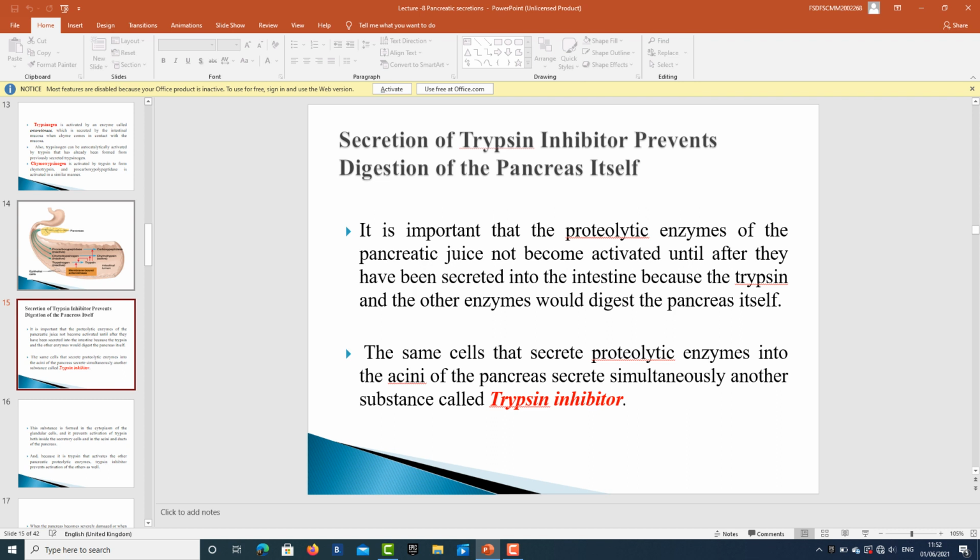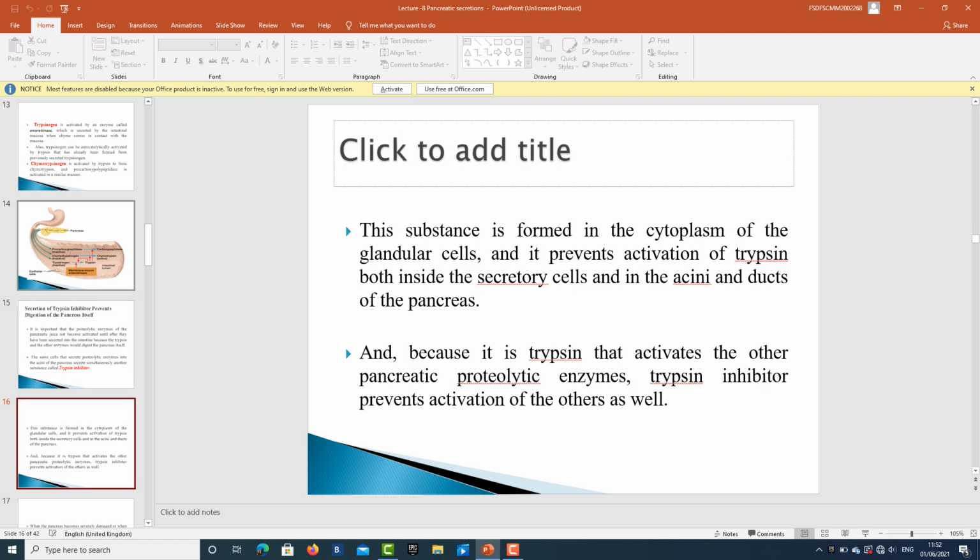The same cells that secrete proteolytic enzymes into the acini of the pancreas secrete simultaneously another substance called trypsin inhibitor. This substance is formed in the cytoplasm of the glandular cells, and it prevents activation of trypsin both inside the secretory cells and in the acini and ducts of the pancreas. And because it is trypsin that activates the other pancreatic proteolytic enzymes, trypsin inhibitor prevents activation of the others as well.